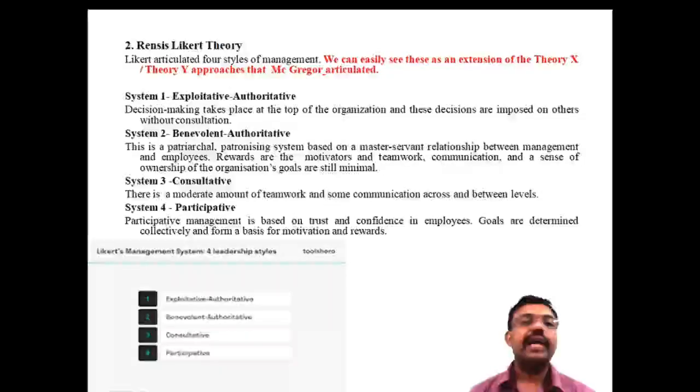Okay, and after that the second theory is the Rensis Likert theory. The Rensis Likert theory is an extension, that means an extension of the McGregor X and Y theory.